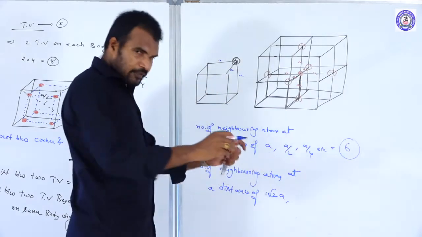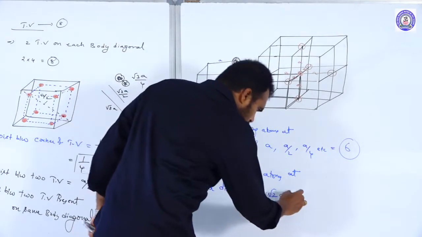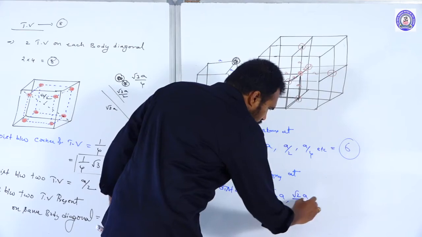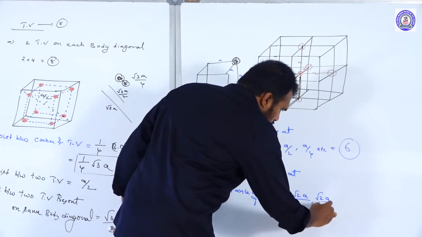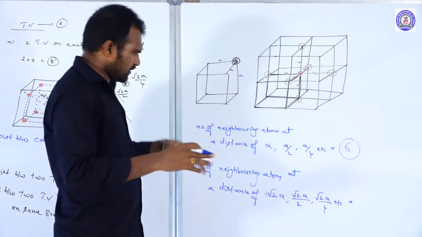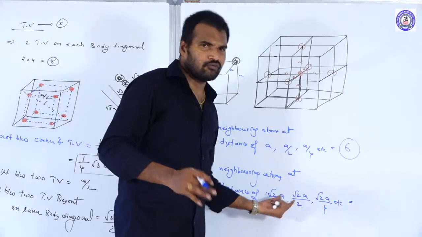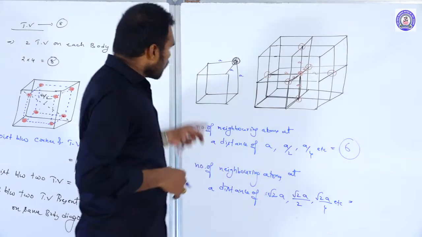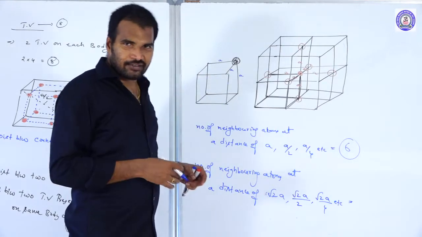A, root 2A is the phase diagonal. Root 2A by 2, root 2A by 4, etc. is equal. First, root 2A you take. It's nothing but multiples of them, you will get the same value. That is why root 2A is nothing but a phase diagonal.